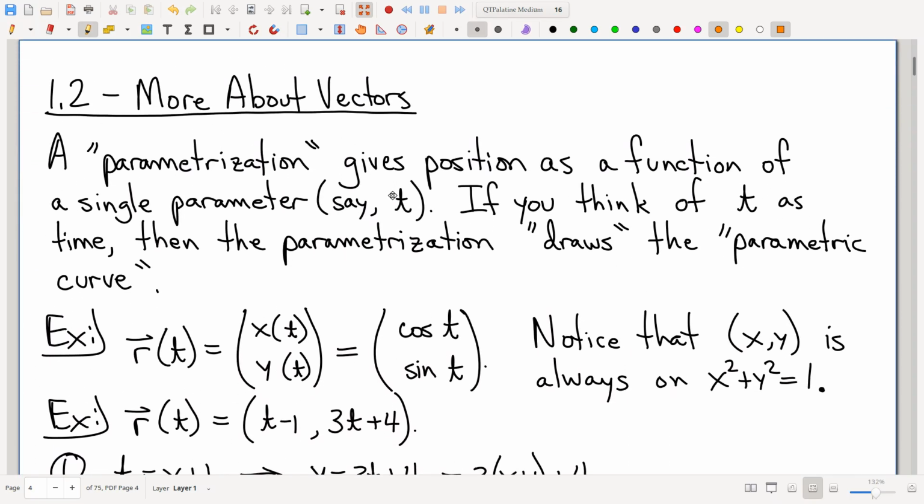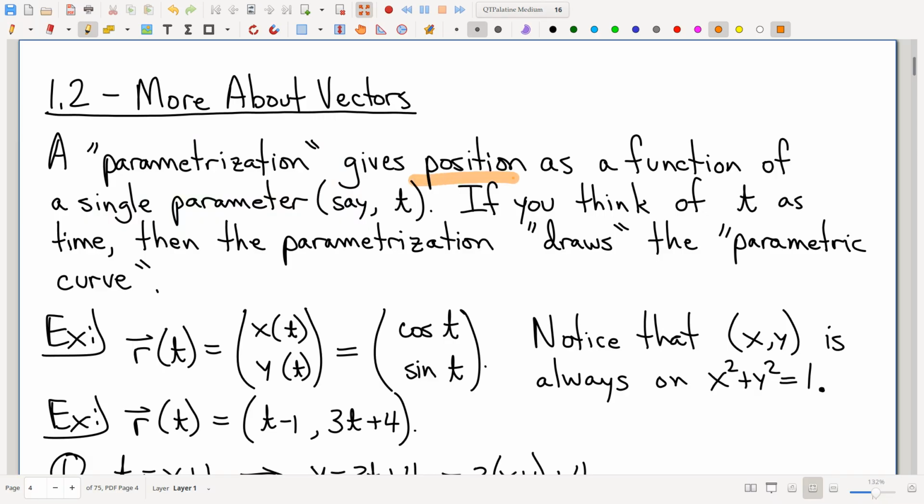So there's, again, a bunch of stuff in 1.2 that I think is very readable. So make sure to read all that, of course. I do want to spend some time talking about parameterizations. I think this is probably a new idea for most of you. And it's an important idea, something we're going to do a ton of stuff with. So here's the big idea.